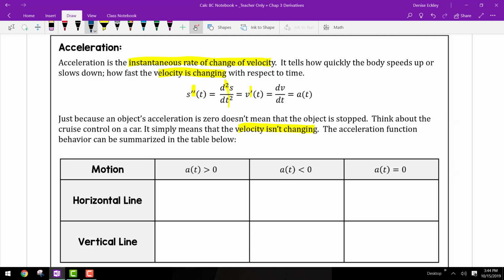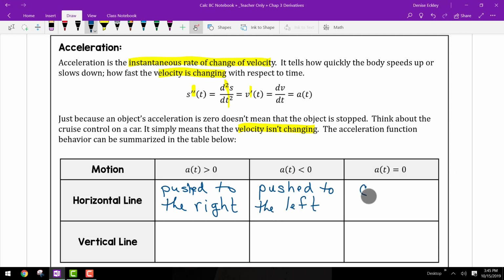So talking horizontally, if your acceleration is positive, that means it's being pushed to the right. So it's been given a little push. If the acceleration is less than 0, it's like it's being slowed down, so it's being pushed to the left. And if the acceleration is 0, it means you have constant velocity. Not 0 velocity, just a constant velocity.